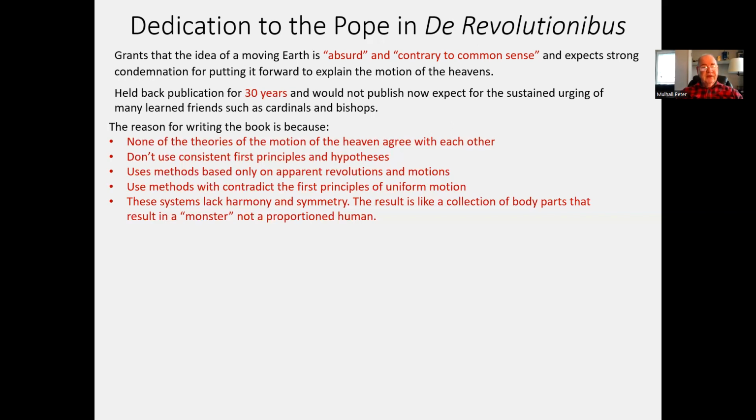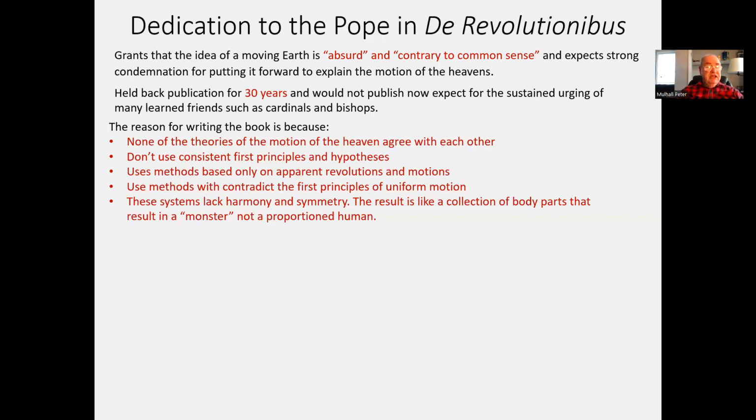Something is wrong there. They don't use consistent first principles and hypotheses. The principles are kind of floating all over the place. If the system was correct, there would be a consistent set of principles, something simple. Plato says that's the way it's supposed to be. They use methods that were based upon only apparent revolutions and motions. It's a very interesting statement that he says, that the methods they use are just trying to save the appearances. They're just based upon the motions that we see. They're not trying to get after the underlying principles.